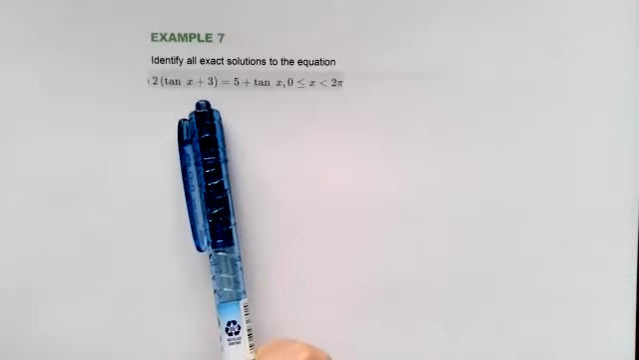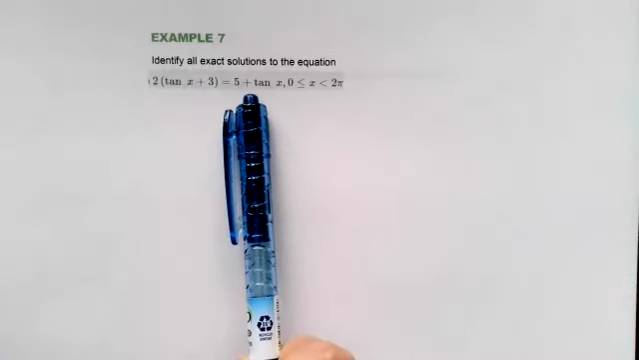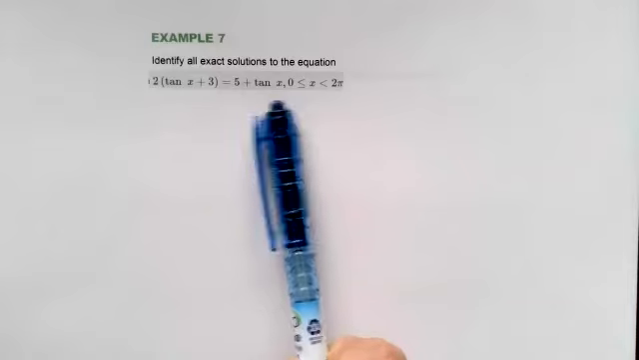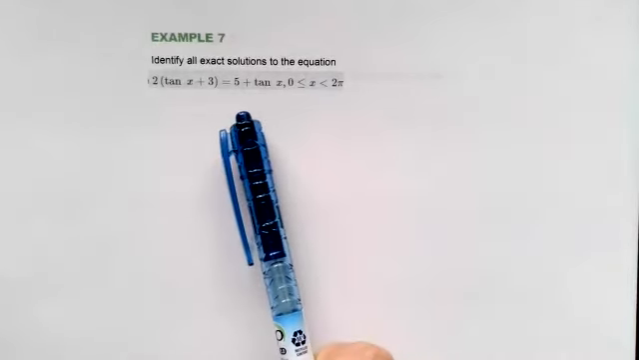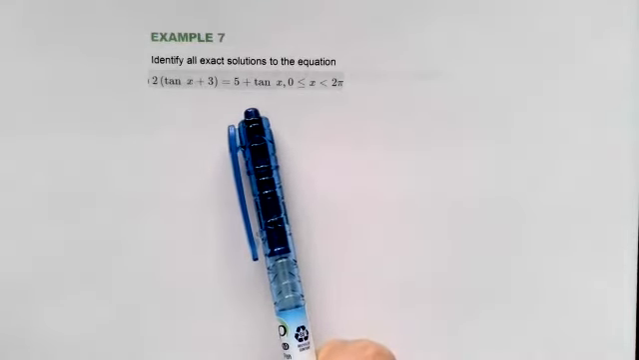So this is going to be our last example in this video. This video is getting long already. We have 2 tangent x plus 3 equals 5 plus tangent x, and the x is from 0 to 2 pi. So again, our first step is to isolate the variable.